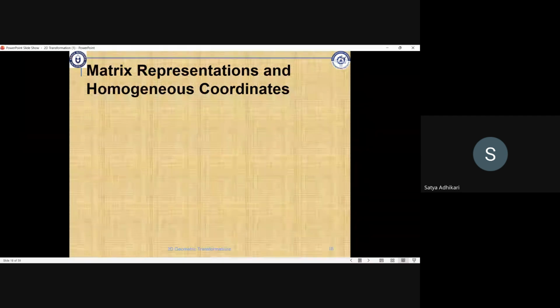Matrix representation and homogeneous coordinate. We have already discussed homogeneous coordinates. They are basically needed for composite transformation. Suppose we have already discussed three different transformations: translation, scaling, and the last one, rotation. But if we apply them one by one on a single object, suppose translation followed by scaling followed by rotation, then to calculate easily and perfectly, we need a homogeneous coordinate.